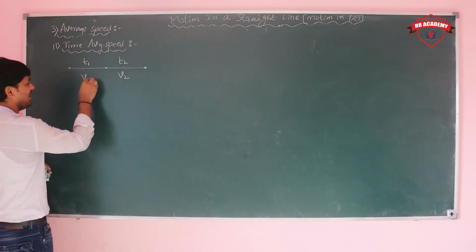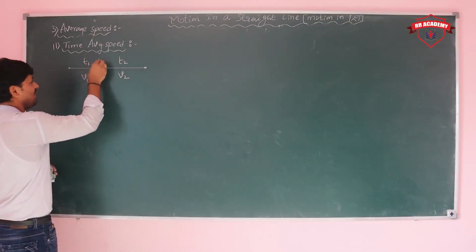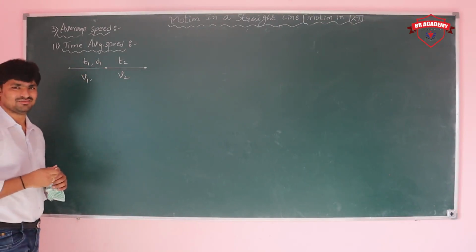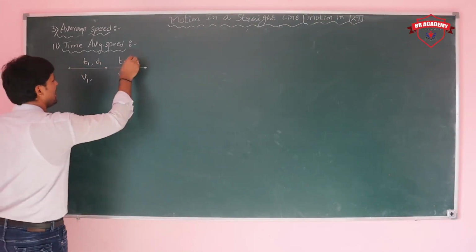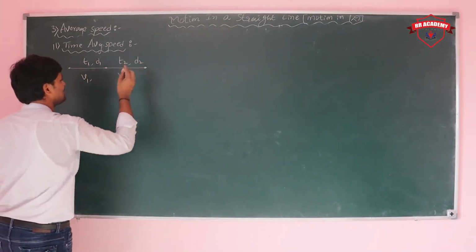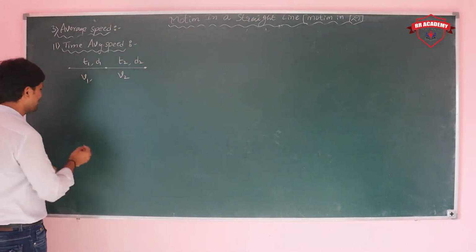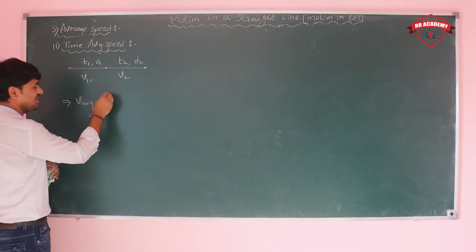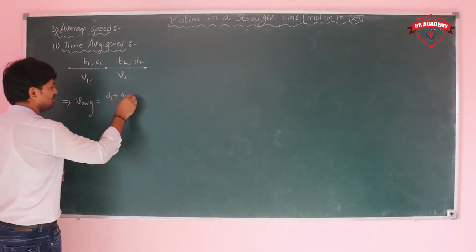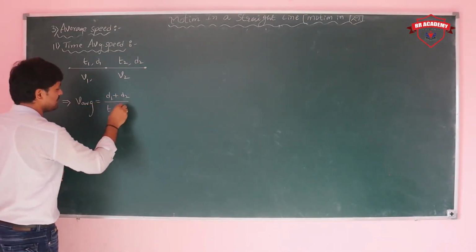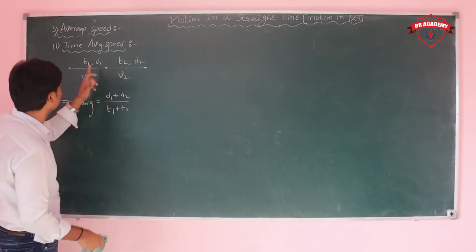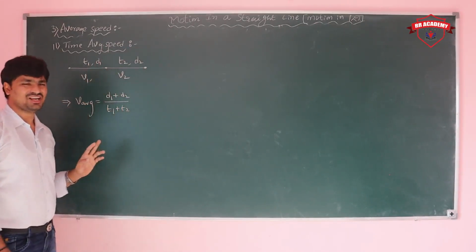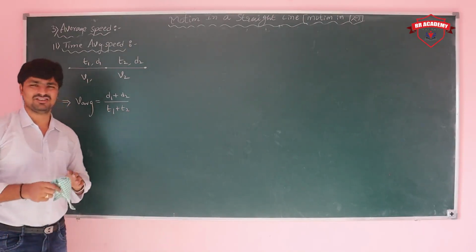So here I am taking first t1 time which travels d1 distance. Imagine, we are considering the situation. Next t2 time which travels d2 distance. So see here, what is the V average formula generally? d1 plus d2 upon t1 plus t2, because total distance is d1 plus d2, total time is t1 plus t2.